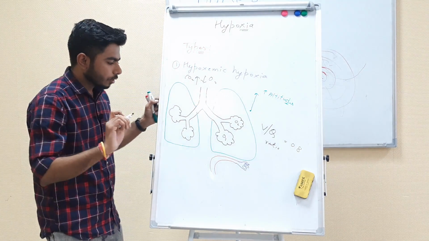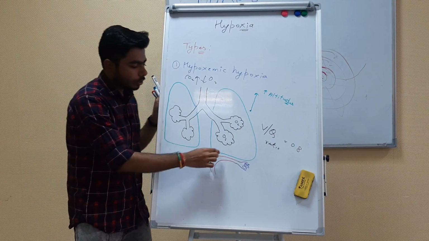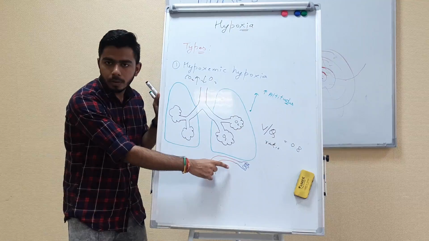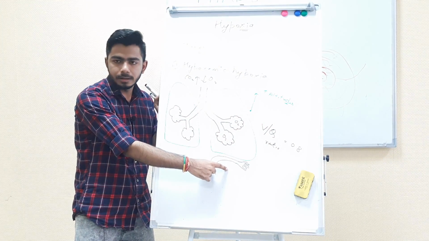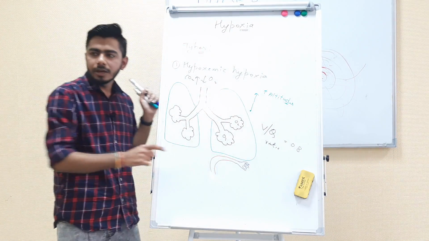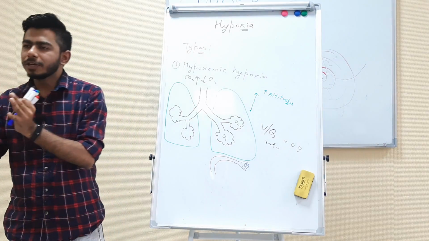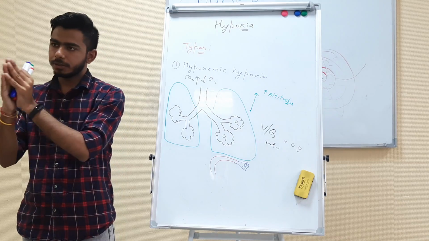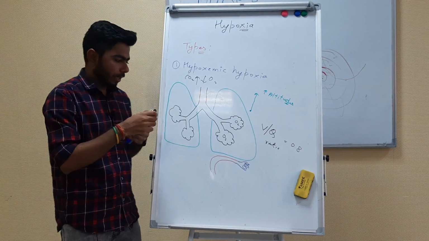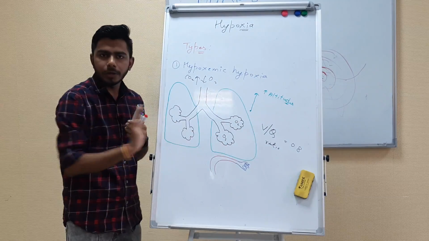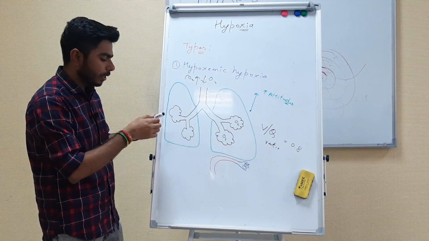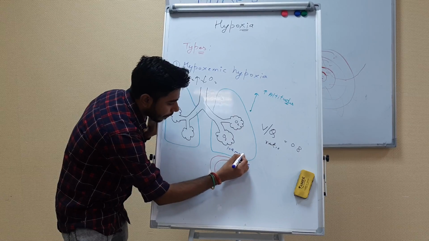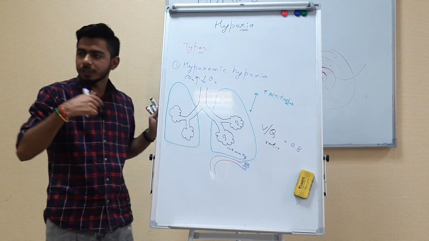So what will happen? Oxygen will be coming to the alveoli, and this oxygen has to go into this blood. Now, what is the rule of nature? Things go from high pressure to low pressure. If you talk about the oxygen partial pressure over here, it will be around 104 millimeter of mercury. This is the oxygen.